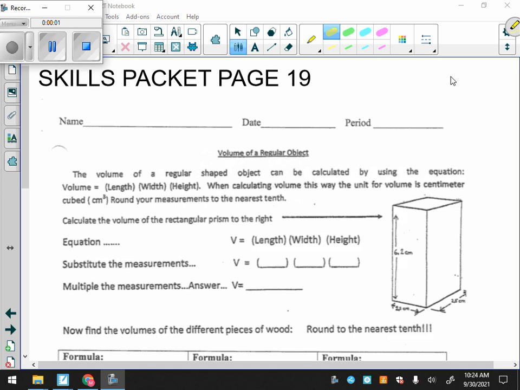Skills packet, page 16. It's your white packet. We're on, I'm sorry, page 19. I'm highlighting keywords. So what's the first piece, Zakoya, that we should highlight? Perfect. We're going to highlight the formula. Why are we highlighting the formula? So we know how to measure volume.